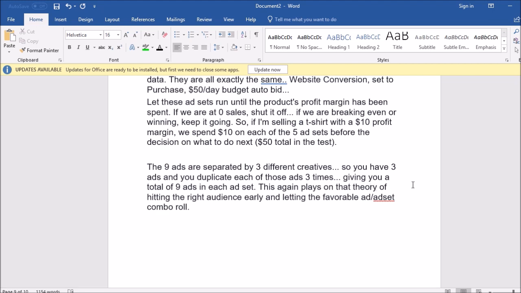This again plays on that theory of hitting the right audience early and letting the favorable ad/ad set combo roll. So the first one isn't so advanced, but these are more advanced, this one for sure. So I would stick with pretty basic stuff if you're new to Facebook ads to start with, and obviously you're not going to be wanting to spend $50 a day until you're profitable, but just keep it in mind. And I wanted to cover it because, as I've said, I'm trying to give as much possible value in this to you guys as I can.